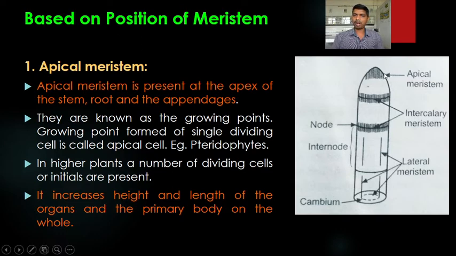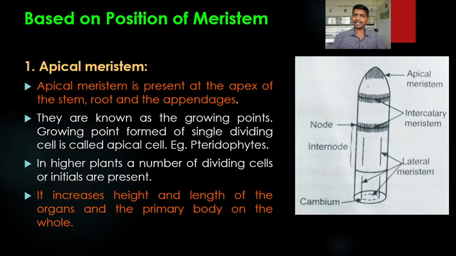A growing point formed of a single dividing cell is called an apical cell. For example, in pteridophytes the growing point is made up of a single dividing cell, while in higher plants, for example angiosperms, a number of dividing cells or initials are present at the growing point.